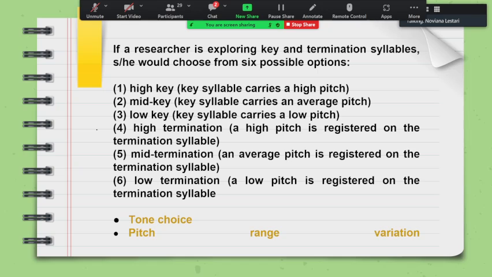High termination: a high pitch registered on the termination syllable. The fifth, mid termination: an average pitch registered on the termination syllable. And the last, low termination: a low pitch is registered on the termination syllable.